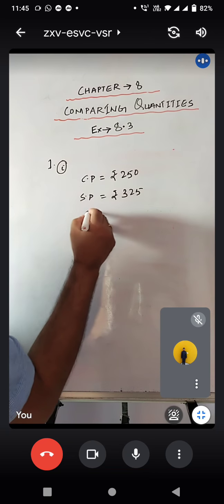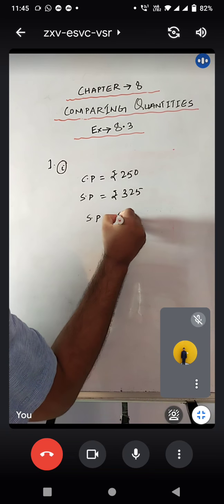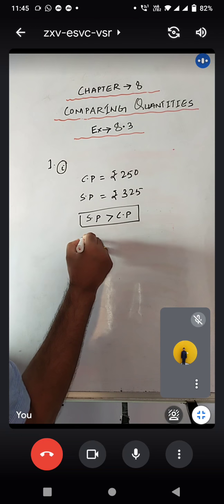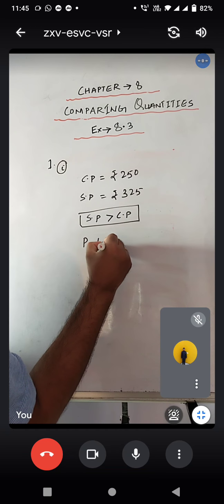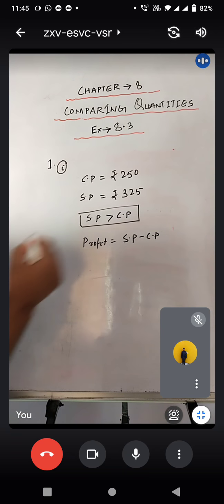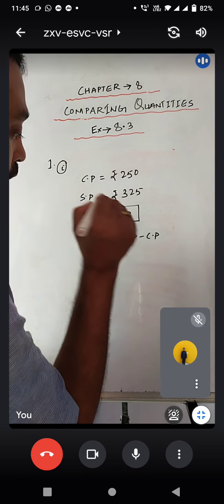So in this case, SP is greater than CP. What happens when SP is greater than CP? We go for a profit. So profit equals SP minus CP. Always write the formula, students. You should always write the formula.